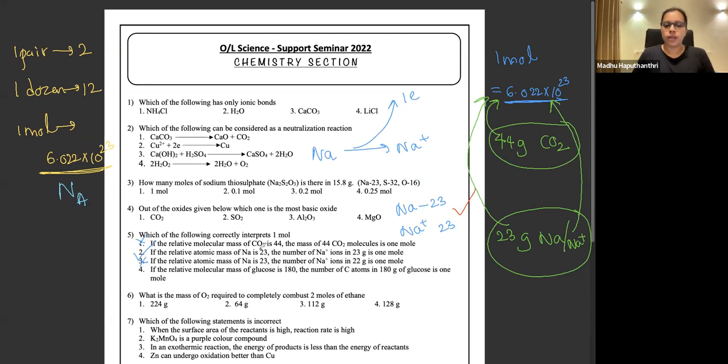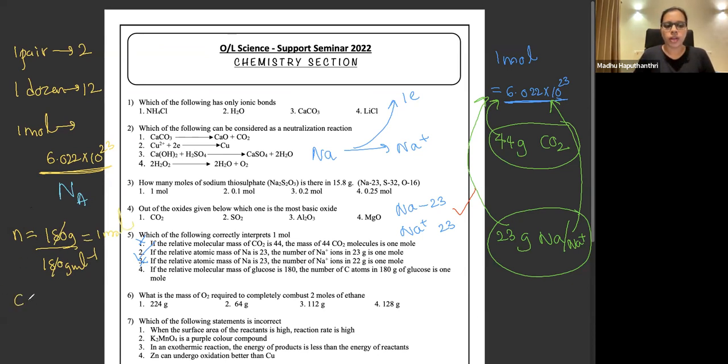Last one, if the relative molecular mass of glucose is 180, the number of carbon atoms in 180 grams of glucose is 1 mole. I will show you the calculation for this one. We'll first find how many moles of glucose there are. I have given you the mass, 180. Relative molecular mass of glucose, 180, means molar mass is 180 grams per mole. So this is again n equals m by M. So this cancels. Number of moles of glucose is 1 mole.